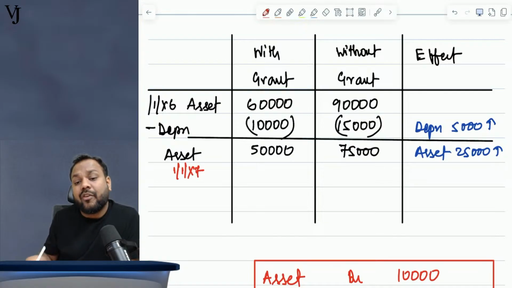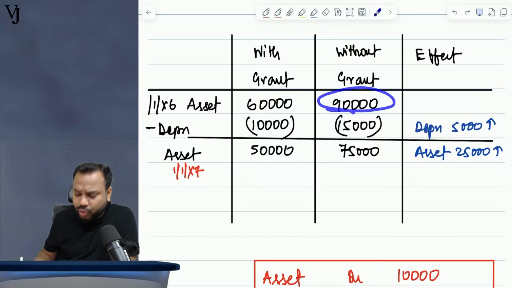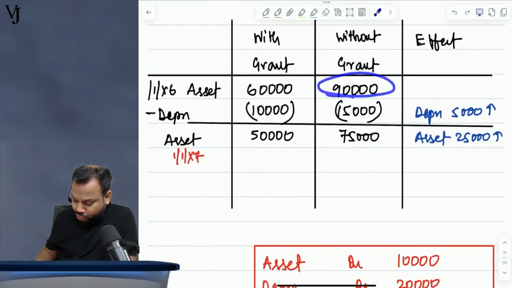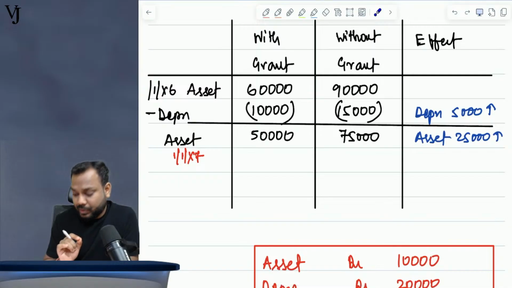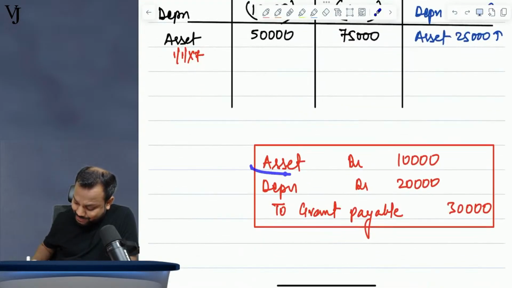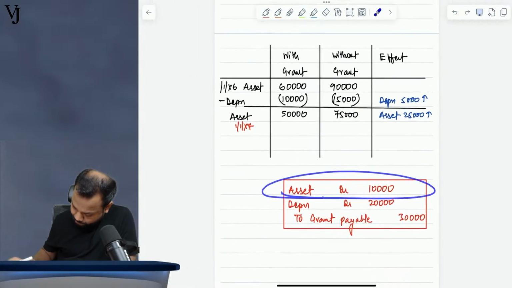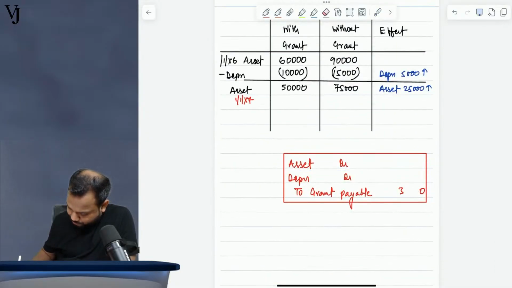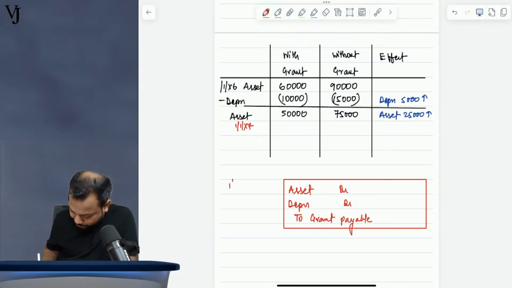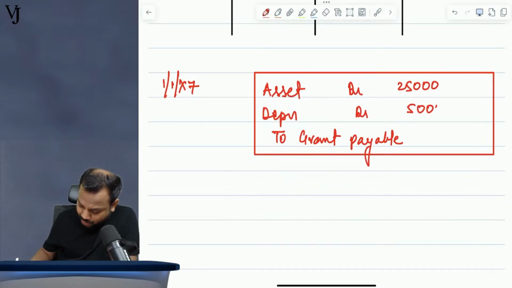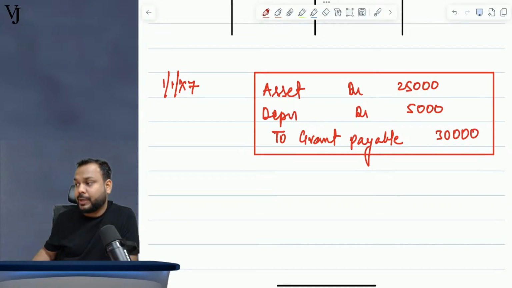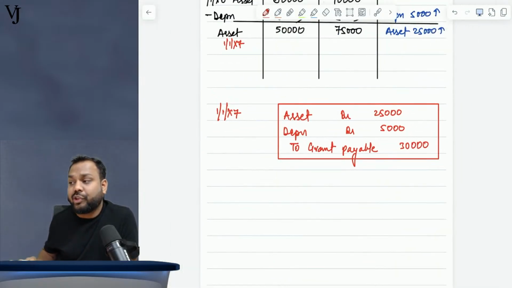Now, what should have been the accounting if there was no grant? 90,000 by 6 is 15,000, which should be the depreciation, and the carrying amount should be 75,000. So on 1st January 20x7, we will increase the value of the asset by 25,000, we'll increase the depreciation by 5,000, and we'll record a grant payable of 30,000. This is the entry that has to be done on 1st January 20x7.